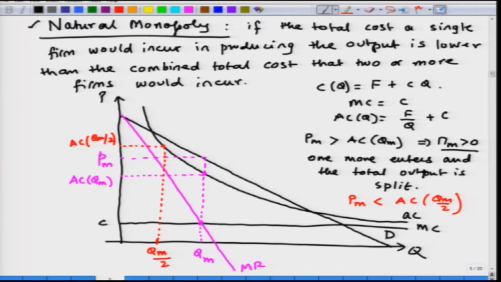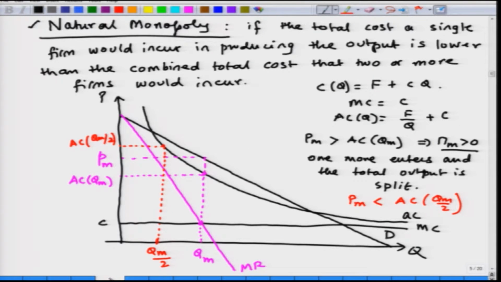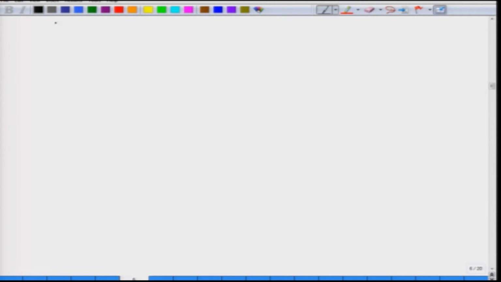firms would incur. Okay. Now, we looked at a ceiling price to regulate a monopolist, wherein we said a ceiling price equal to P star completely gets rid of the deadweight loss. So, the deadweight loss essentially was 0. Now, can we impose a similar kind of regulation for a natural monopoly? Can a ceiling price regulation be used to regulate a natural monopolist? So, let us check. Ceiling price imposed on a natural monopolist.